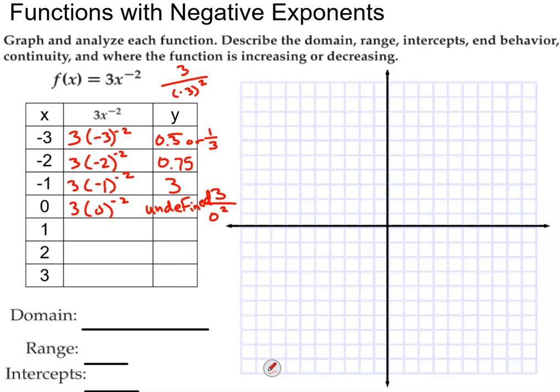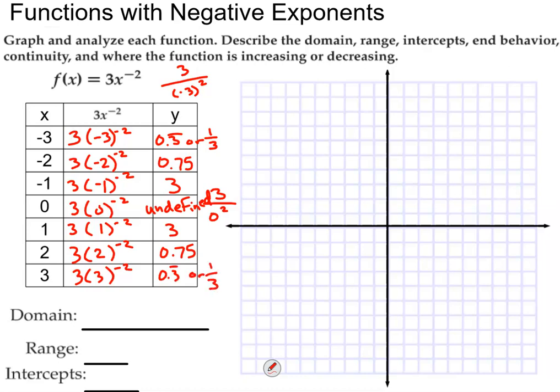Then everything is symmetrical like our parabolas were. So we have 3, we have 1, negative 2, that's going to be 3 as well. Plug in a 2, that's going to be 0.75 again. And then we're going to have a 3 here, and then this would be 0.3 repeating, or 1/3.